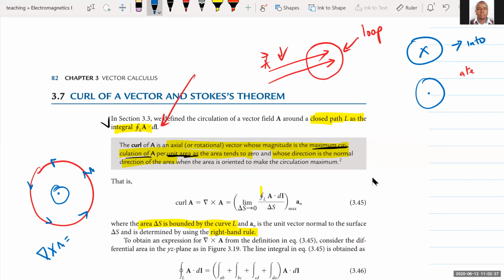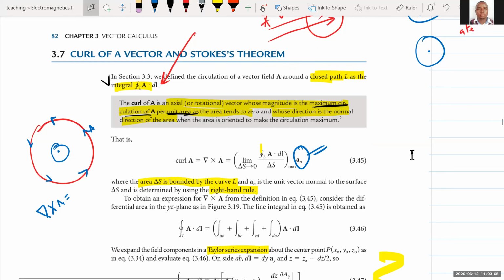So that is generally the idea, and AN is the direction that you are referring towards. Well, that was supposed to be more of an introduction than to stay the whole day there. So you think that the direction is normal to the area and is oriented to make the maximum circulation. Therefore, we have said that we are dividing the circulation by area. That's why we have this one.